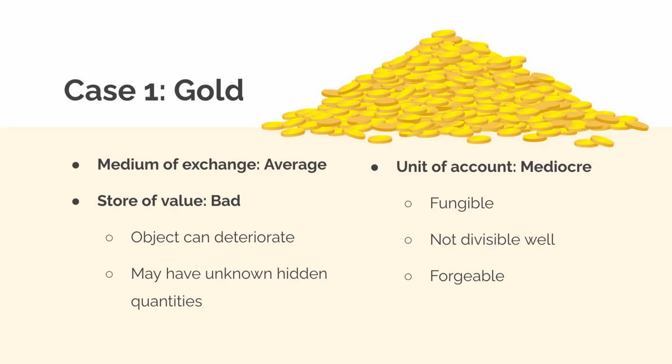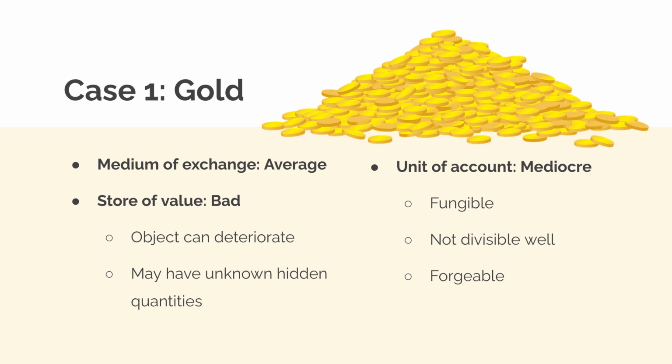What about gold? Let's say we use gold as a way of making a transaction. So let's say we use gold as our money. The medium of exchange is average because we do have to carry it around. The store of value is bad because money, when it's gold, it can deteriorate. And even if it's not gold, let's say it's something else, like in the past people used seeds as money, and that definitely could deteriorate. Gold less so, but something that's more perishable can.